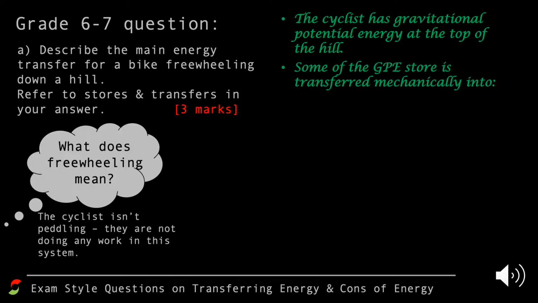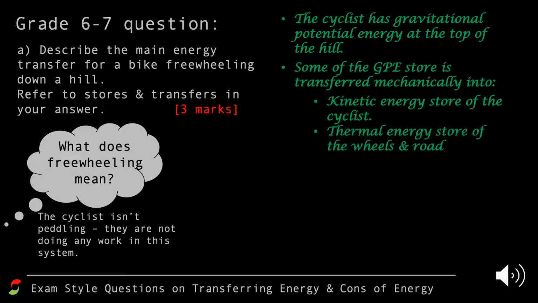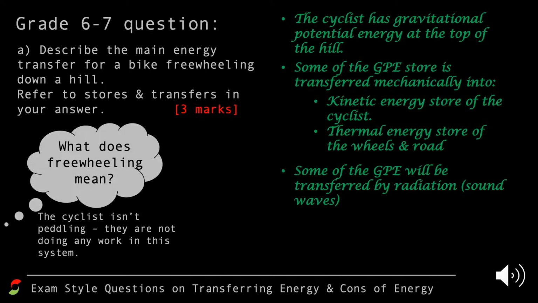And some of this gravitational potential energy store is transferred mechanically into, first of all, the kinetic energy store of the cyclist, it's going to move, and the thermal energy store of the wheels and the road. And that's due to friction. And then we can also say that some of the gravitational potential energy will be transferred by radiation. What I mean by that is sound waves. That's because it might be a little bit noisy. Something will squeak. You might hear the tyres on the roads. You're definitely going to get some transfer of energy via sound waves from this system.